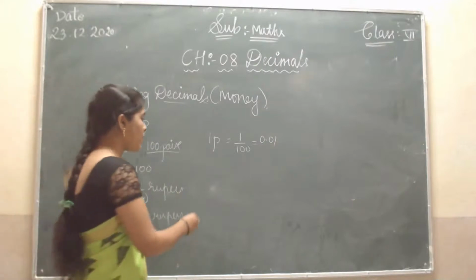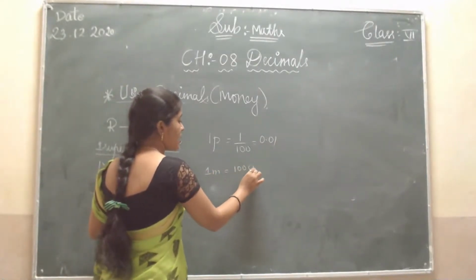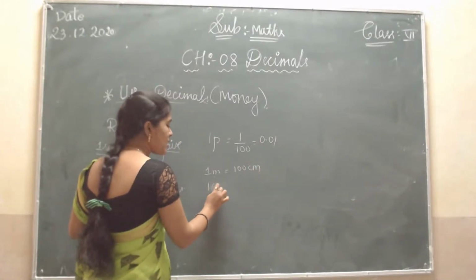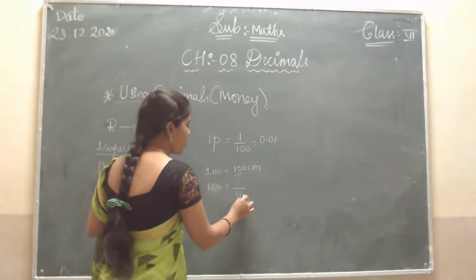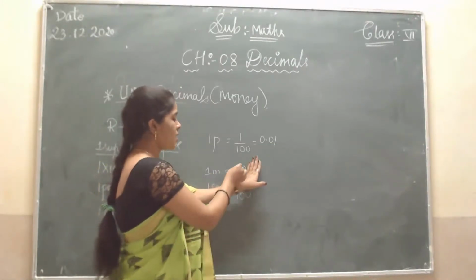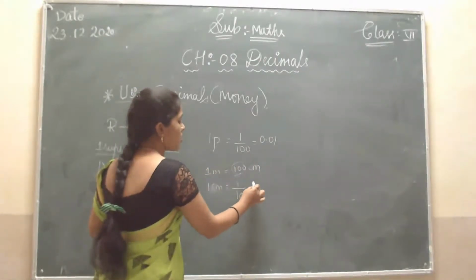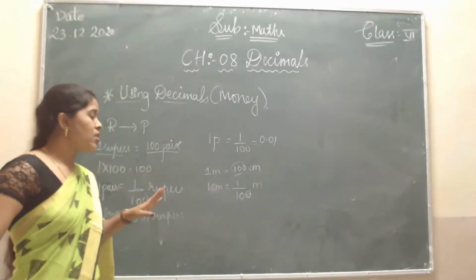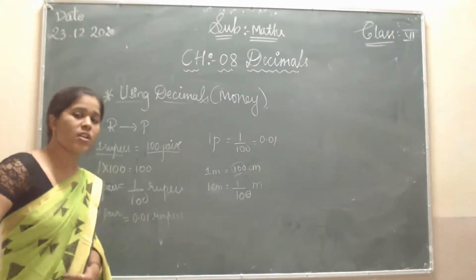In length, 1 meter is equal to 100 centimeters. Keep centimeter as it is and take the 100 to the other side, and it becomes division: 1 by 100 meter. So 1 meter is equal to 100 centimeters, and 1 centimeter is equal to 1 by 100 meter.